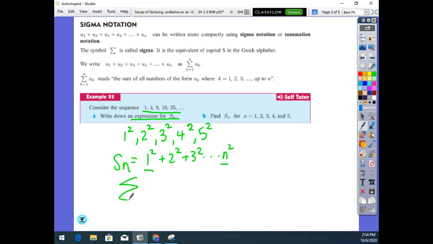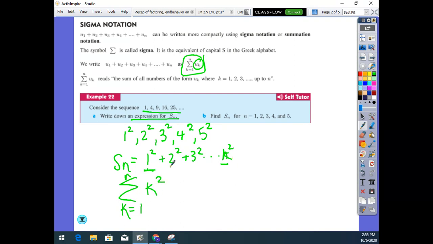In sigma notation, your starting number goes at the bottom. Oh, they want you to use K. Notice this right here is your basic. K is your starting point, and we're going to go all the way up to N. And then we want our pattern in terms of K. So that's here.